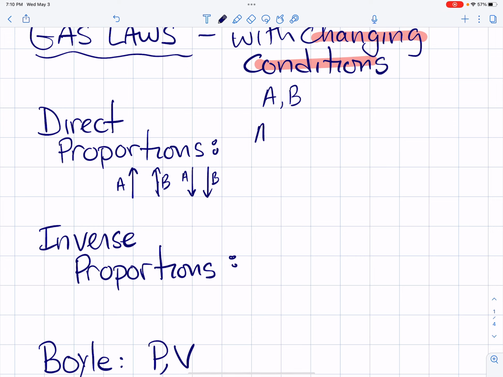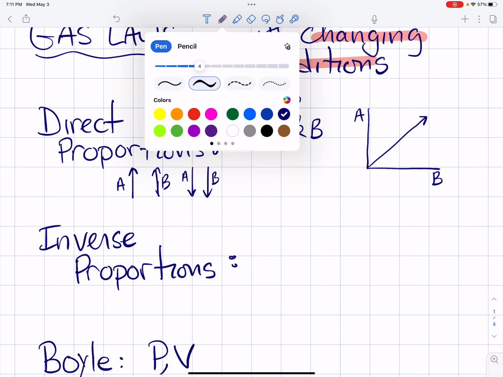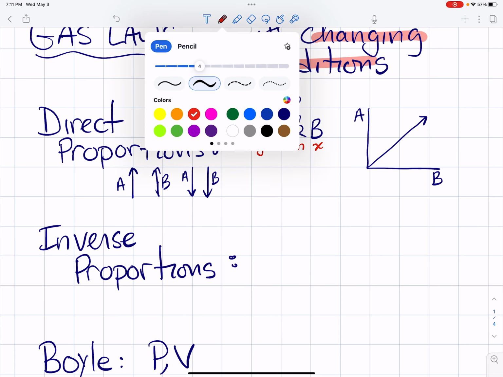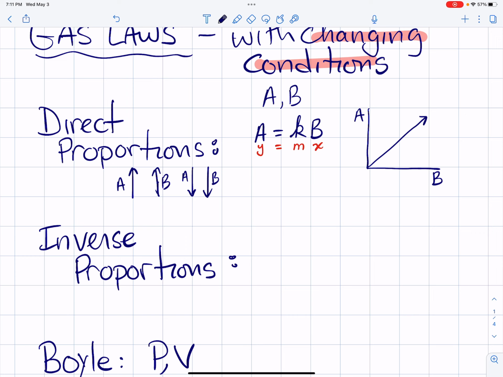Mathematically, you can say that A is equal to a constant times B. That's an equation for direct proportions. When you graph the two variables, if you were to make a graph of A versus B, if they're directly proportional, it'll create a straight line. When you look at this equation that we just wrote, A equals KB, it looks exactly like the equation from grade 9 math, Y equals MX, which is a straight line. So a direct proportion of two variables A and B, if graphed, gives you this straight line graph.